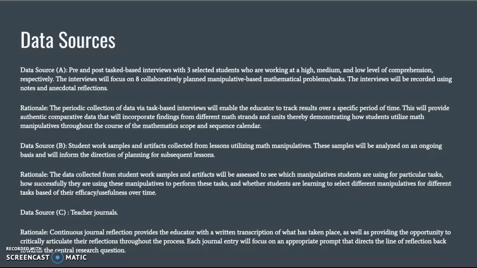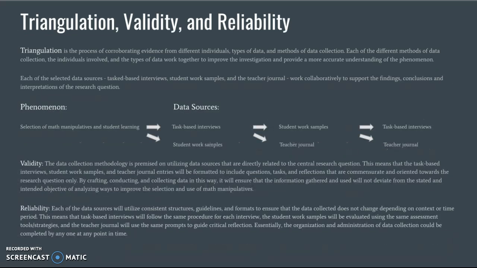the central research question. In terms of validity, the data collection methodology is premised on utilizing data sources that are directly related to the central research question. This means that the task-based interviews, student work samples, and teacher journal entries will be formatted to include questions, tasks, and reflections that are commensurate and oriented towards the research question only. By crafting, conducting, and collecting data in this way, it will ensure that the information gathered and used will not deviate from the stated and intended objective of analyzing ways to improve the selection and use of math manipulatives.